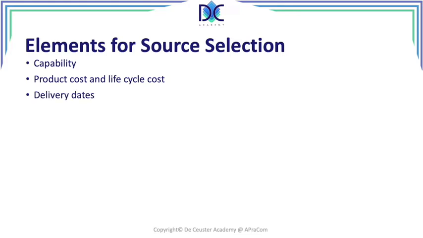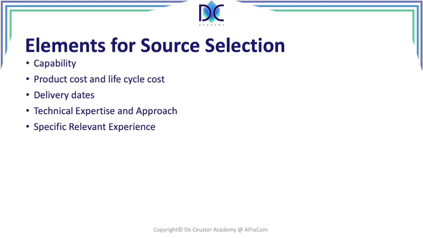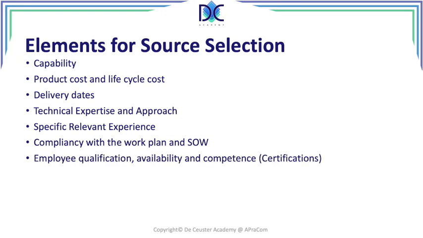Delivery times, what are the possibilities for delivery? Is that compliant with what we expect? The technical expertise of the supplier, and the approach that they have. Specific relevant experience, you can have a list of references and things like that. Compliance with the work plan and the statement of work. Employee qualification, availability and competence, like certifications, PMPs, Cisco certification.